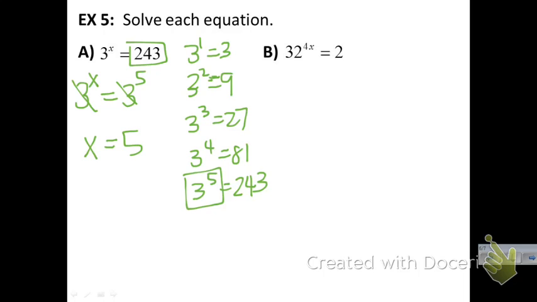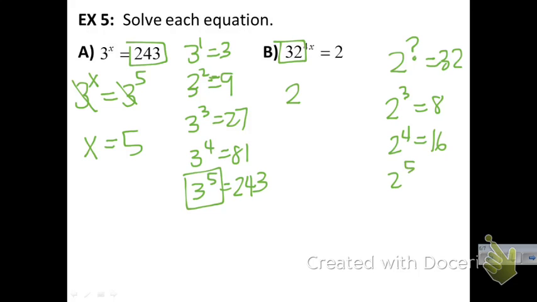On B, we're looking to do the same thing. We're trying to make the bigger base become a 2. So we're going to say 2 to what power gives us 32? Well, we did 2 to the third earlier. That's 8. 2 to the fourth is 16. 2 to the fifth there's 32. So we're going to replace that 32 with 2 to the fifth.